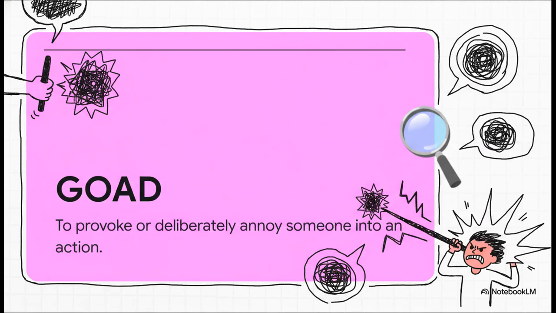To goad someone is to basically poke the bear. You're prodding them, maybe with insults or challenges, until they finally snap and react. It's a psychological push, using annoyance to get someone to do something they probably shouldn't.